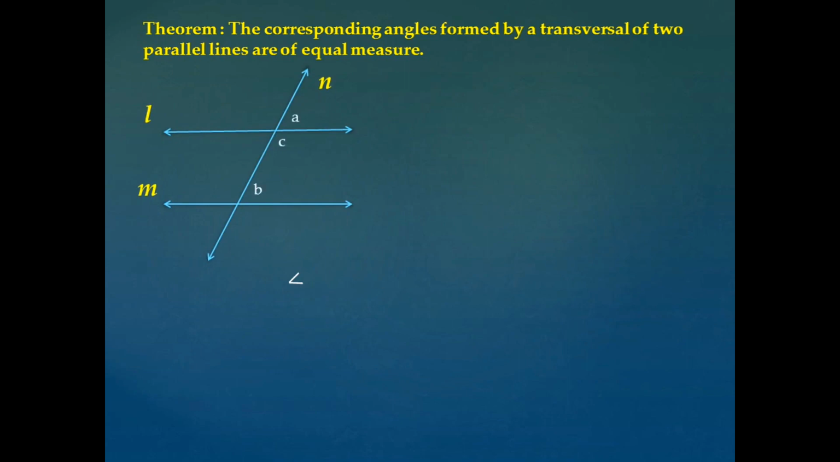So in the diagram we have got three angles, angle A, angle B and angle C, out of which angle A and angle B are the corresponding angles. Now we have to prove this theorem. So for that, given is line L is parallel to line M and there is line N which is the transversal of these two lines. And we have to prove that the corresponding angles so formed are congruent, that is angle A is equal to angle B.